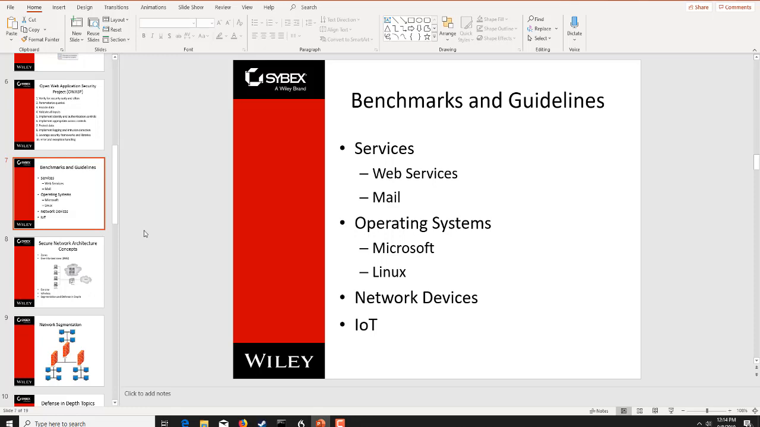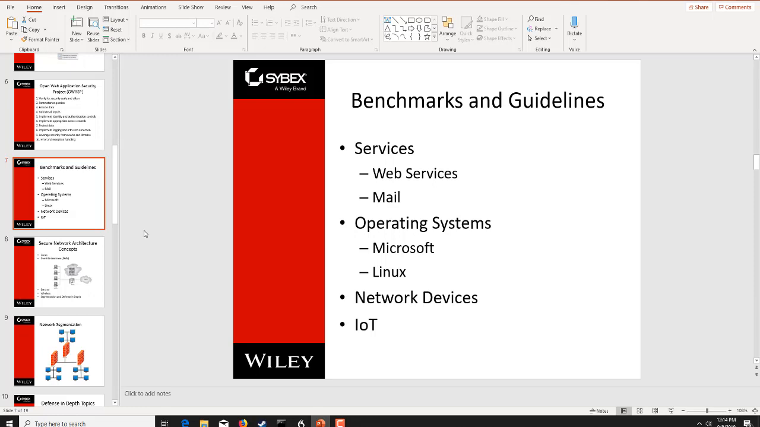So, benchmarking and guidelines behind benchmarking. We can look at services, for example, both web and mail, and how data is handled by back-end systems, such as a web service or a mail service. Operating systems, benchmarking and guidelines for them, basically the manufacturers come out with that. Microsoft is a little bit better since they control the Microsoft operating system. Linux, since there are so many different distributions, is a little bit harder, but that's typically done with the core kernel, the groups that are handling the development of the core kernel.